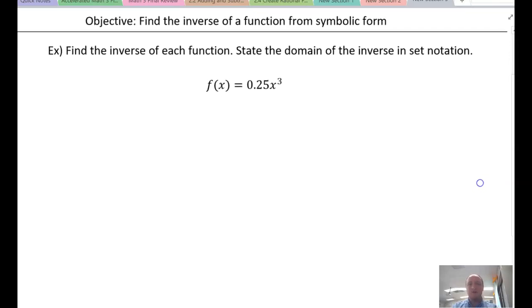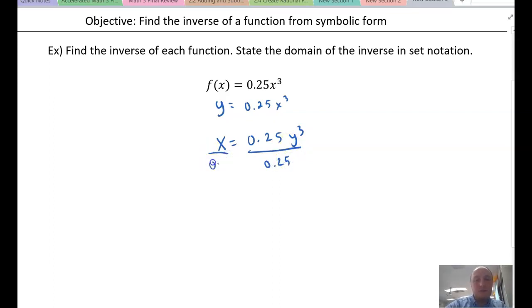All right, so we want to find the inverse of this function, and we're going to state the domain in set notation. So again, the very first thing we want to do is change the function notation to y. y is equal to 0.25 x to the power of 3. I'm going to switch my x's and y's. x is equal to 0.25 y to the power of 3. Now I'm going to divide both sides by 0.25, and we get x divided by 0.25 is equal to y cubed.